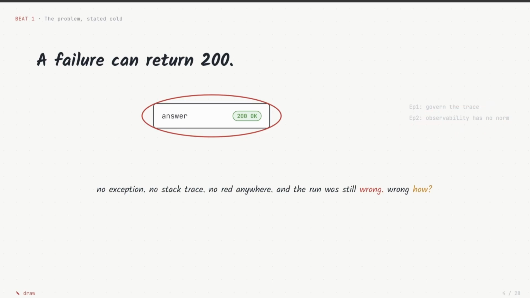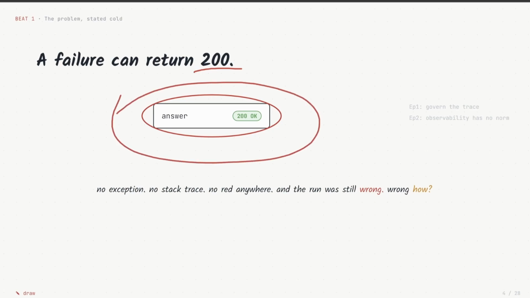That was episode 2. Now, the obvious question is: if you have your HTTP status code 200 and you have a message that everything is fine, there is no exception, there is no stack trace, there is no red anywhere, was the run still wrong? And if it's wrong, how? Why is it wrong? That's going to be today's episode.